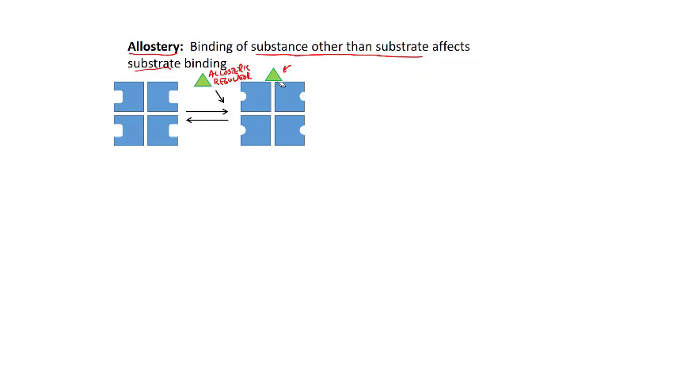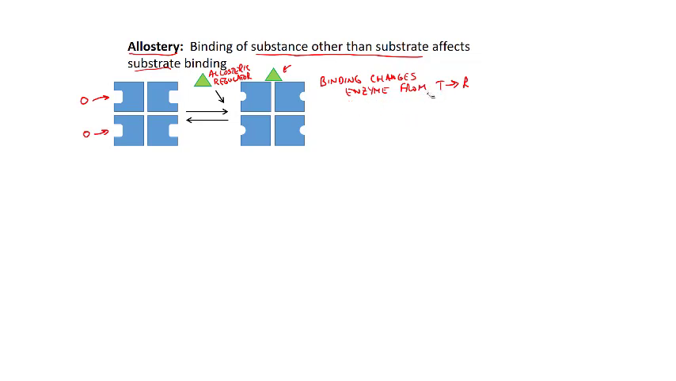And so this triangle is going to bind on some other part of our enzyme molecule, not the part where the substrate binds, but some other part of the molecule. And when it binds, it changes the enzyme from the T structure to the R structure. So we switch from our high Km structure to our low Km structure without ever binding any substrate.